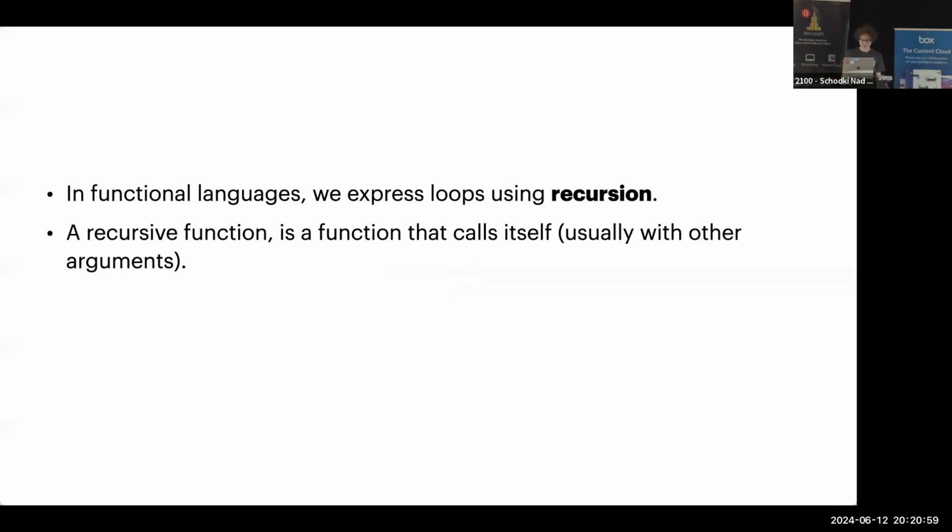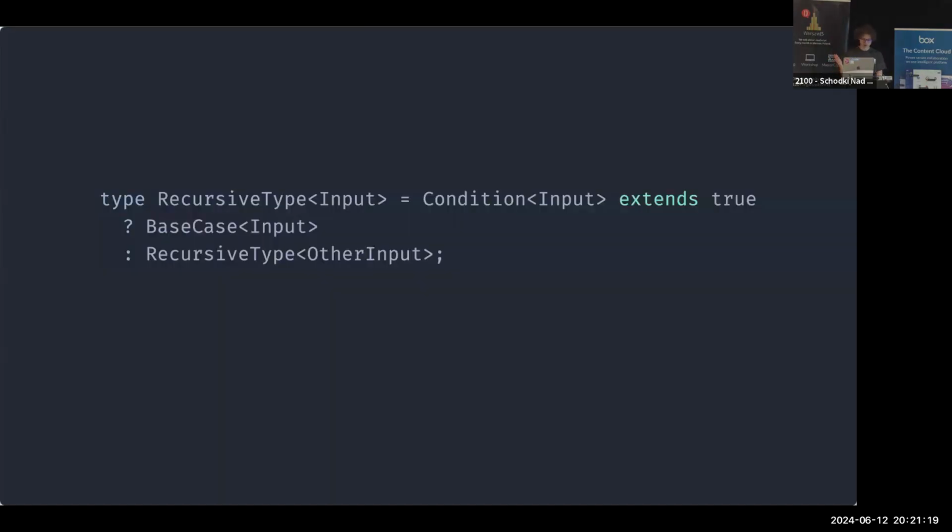Okay, loops. In functional languages, we express loops using recursion. And since the type system of TypeScript is on its own technically a functional language, a pure one, to be precise, that's what we're going to do. So this is the general schema of what a recursive type looks like. We usually have some inputs. We check a condition on this input, and we check whether they extend true. If that's the case, then we return the base case, and if not, then we recursively call ourselves, usually with some other input.